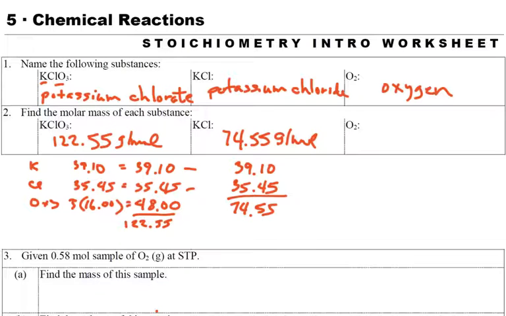For oxygen, we have 2 times 16.00. So you can see that that's going to be 32.00, and again, that'll be grams per mole. So I have my molar masses. I need those because those are going to be conversion factors for me during my problems.